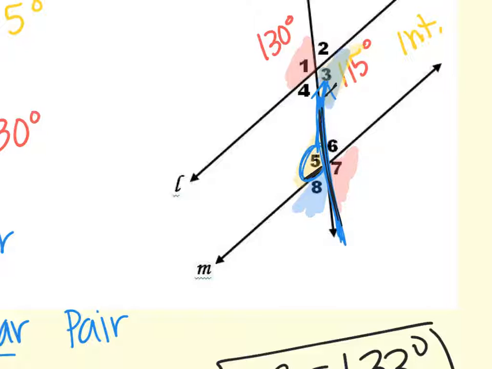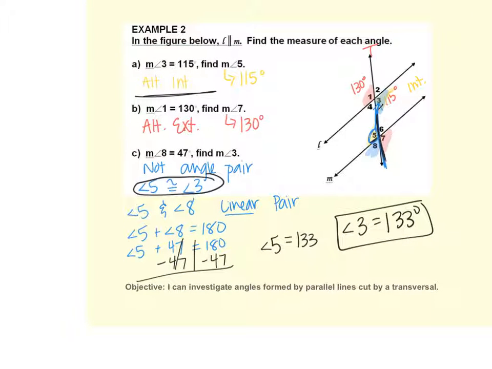I also noticed that 5 and 8 are on a line together, and we have linear pairs. So 5 and 8 would make a linear pair, which adds up to 180. So I set that up, plug it in, and solve.